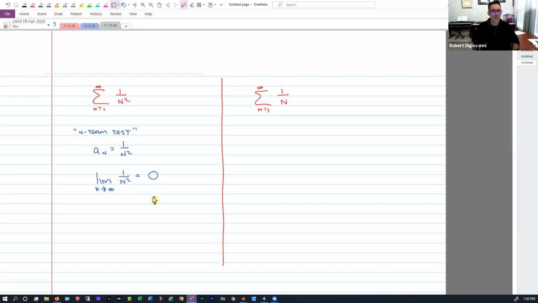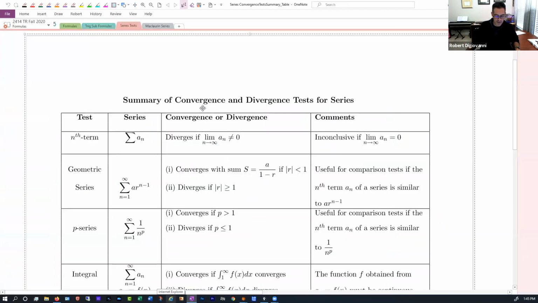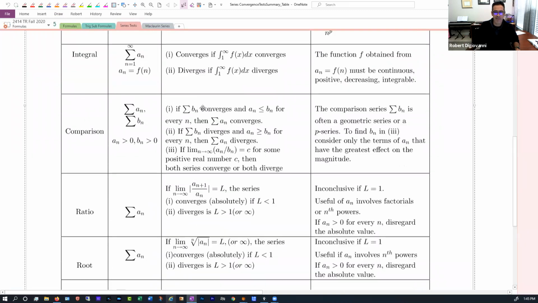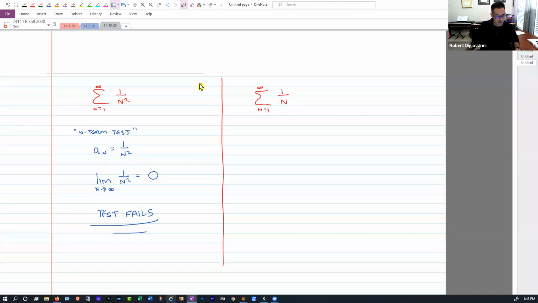We have no idea. The only thing this test is good for is if this number right here comes out to be something other than 0. If it comes out to be anything other than 0, you can say it diverges and you're done. So right here, I would just say test fails. And so what does that mean we're going to need to do? Probably another test. And guess what, everyone? We have plenty of tests. We just need to go through and learn them all, okay? So we don't know yet. Still inconclusive.